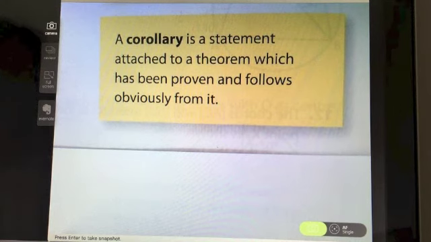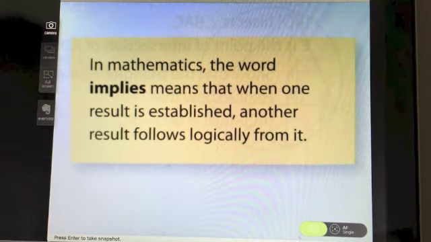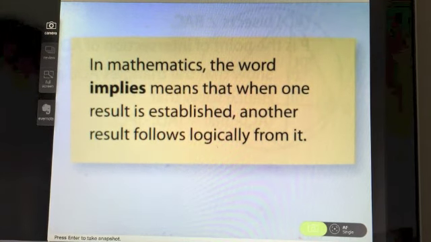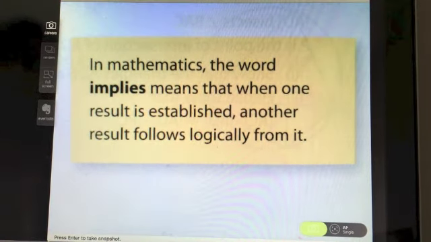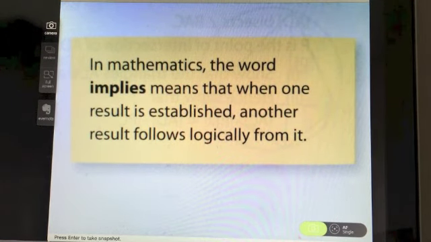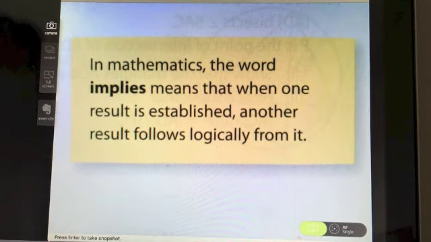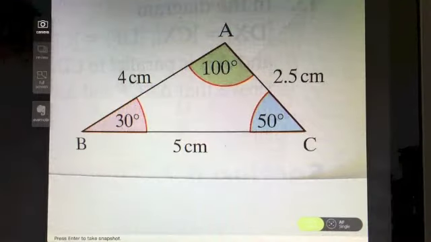And lastly, just to note, in mathematics the word implies means that when one result is established already from maybe a theorem or something that's been proven, then another result follows logically from it. So that's what we mean in mathematics when one thing would imply another. It's something following logically on from an established result.